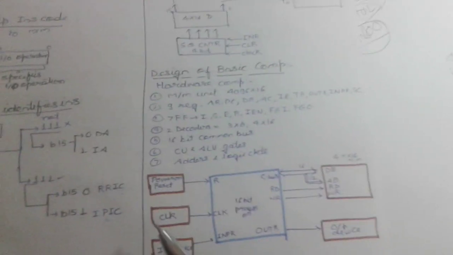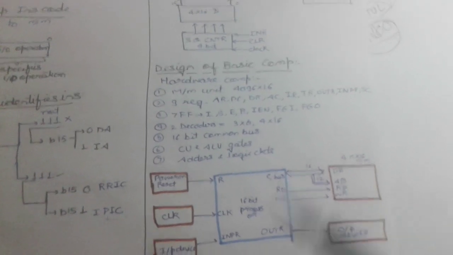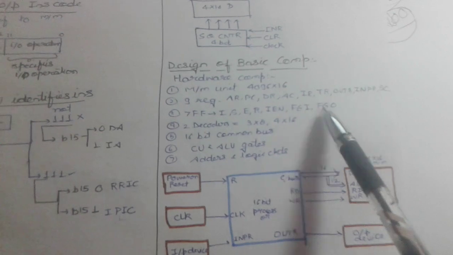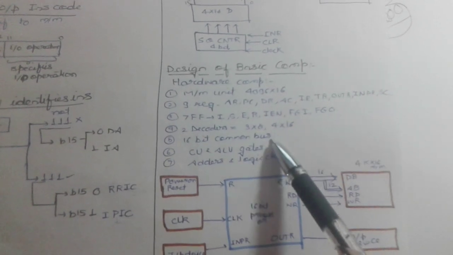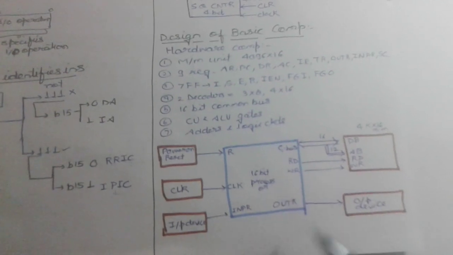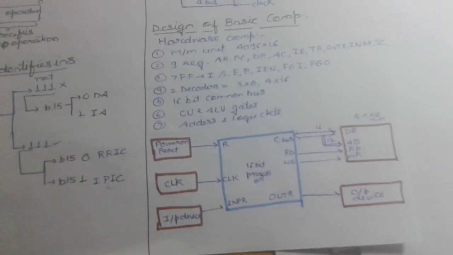So this is the design of a basic computer. What does it require? It requires a memory unit, registers, flip-flops, decoder, a 16-bit common bus, control unit and ALU, and logic gates, and this is how we are going to connect it. This is the basic computer design.